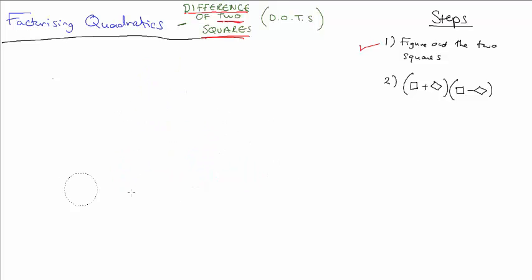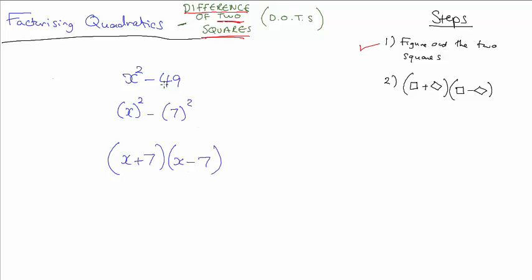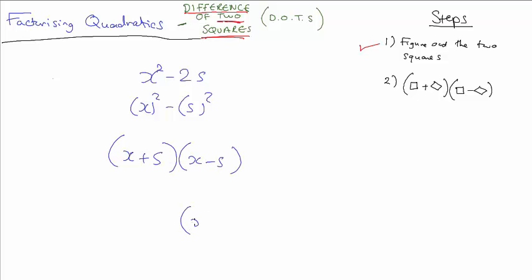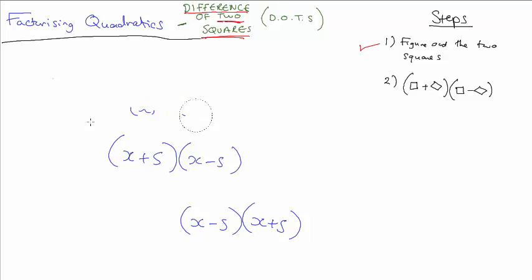Let me give you a few more examples. Again, try to do them yourself. They're not hard. Let's do x squared minus 49. Did you get it? You've got x being squared, taking away 7 being squared. So the answer is just x plus 7, x minus 7. Let's do another one: x squared minus 25. That's x being squared, take away 5 being squared. So your answer is x plus 5, x minus 5. And by the way, it doesn't matter if you write the negative first, it's the exact same thing. The order doesn't matter, and that works every time.